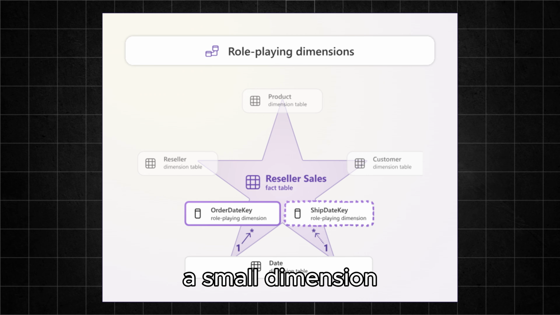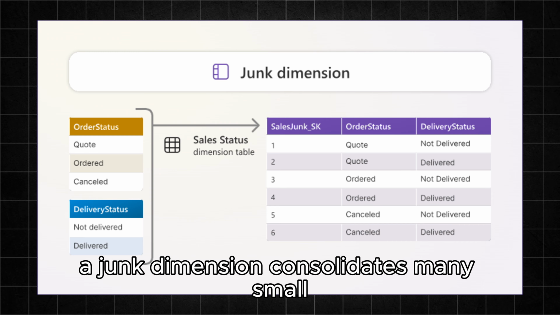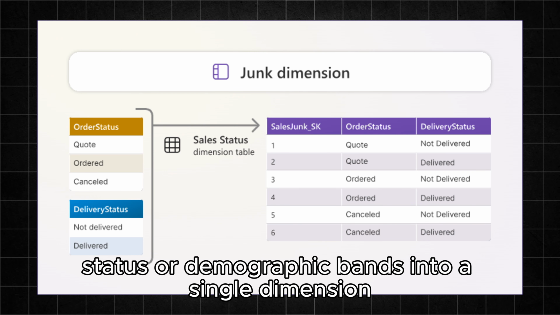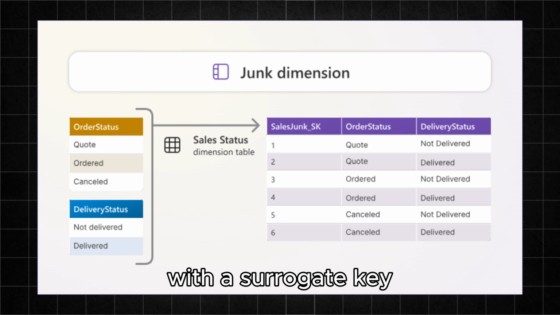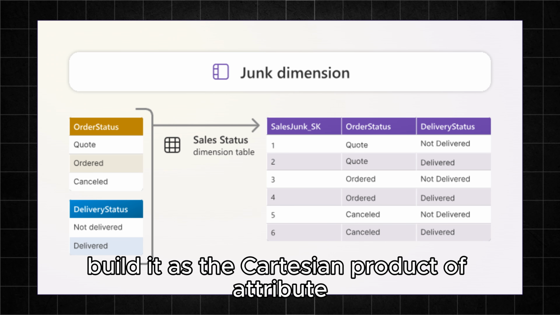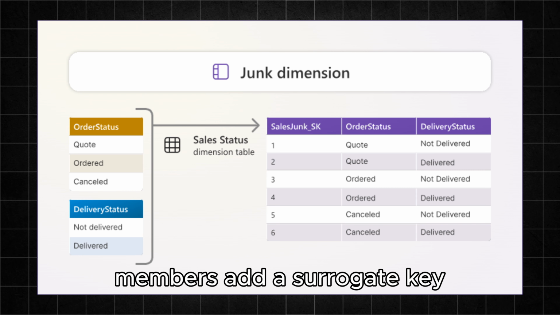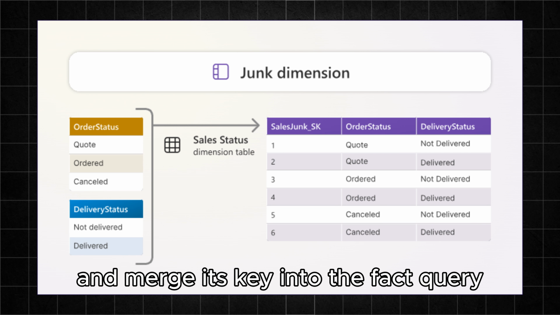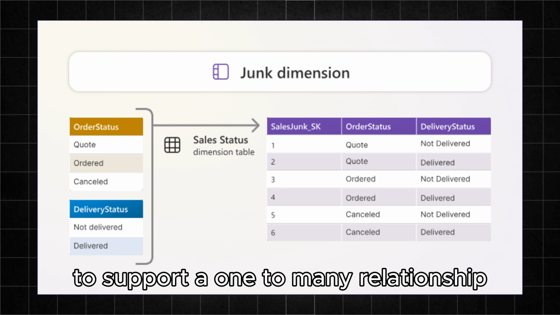A junk dimension consolidates many small, low cardinality attributes, like order status or demographic bands, into a single dimension with a surrogate key. It reduces model tables and can shrink storage. Build it as the Cartesian product of attribute members, add a surrogate key, load it as a dimension, and merge its key into the fact query to support a one-to-many relationship.